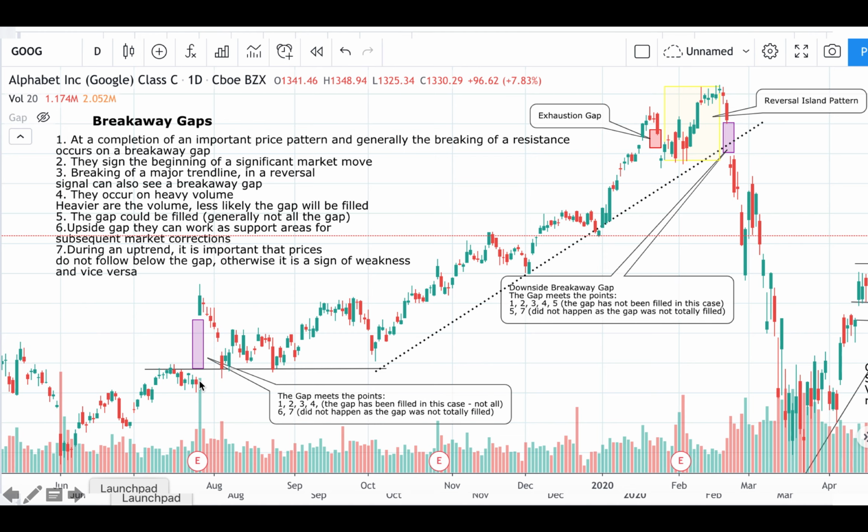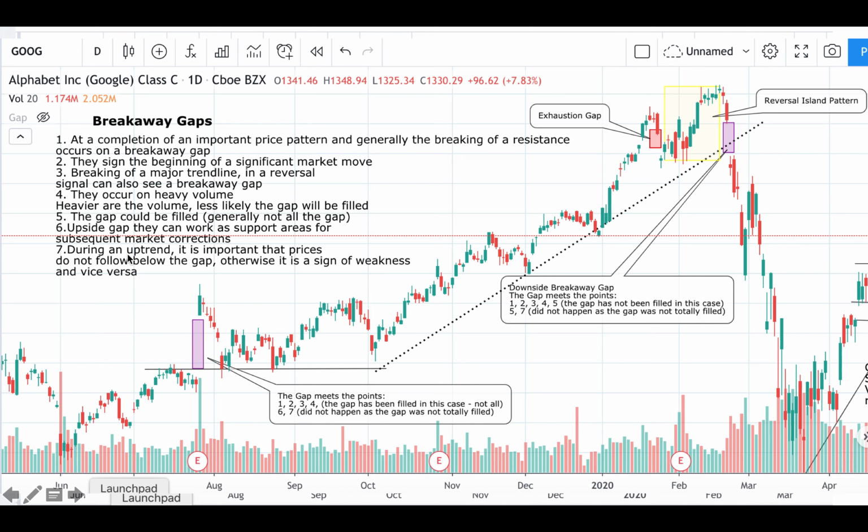This one is not happening here. Actually, the gap has not been totally closed off, but this one worked as support for this candle, and then you can find this one as support. I think this one was supposed to be the real support, but anyway, this is just to give an idea that it can work as support, even though it's not always.